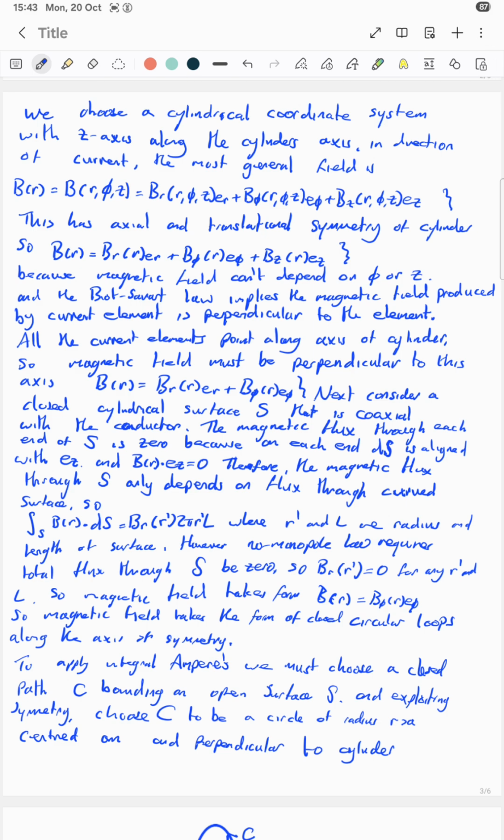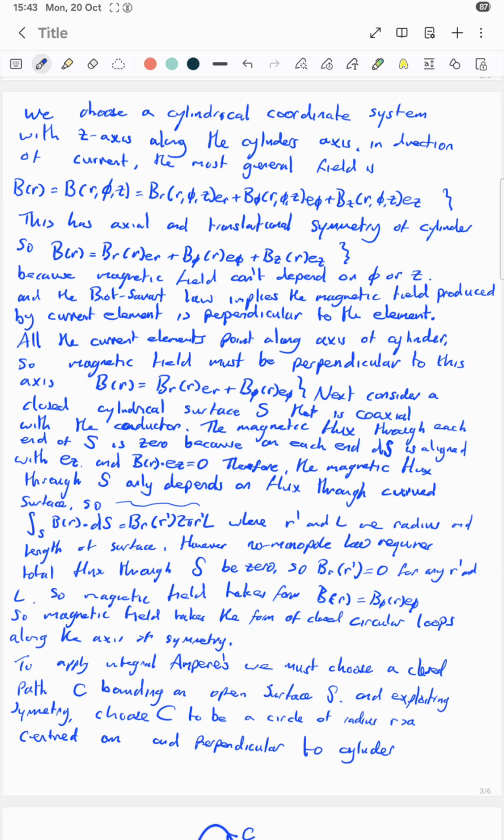The magnetic flux through each end of S is zero because on each end dS is aligned with Ez, and B_r Ez equals zero. Therefore, the magnetic flux through S only depends on the flux through the curved surface. So here, where r prime and L are the radius and length of the surface. However, the no monopole law requires the total flux through S to be 0. So B_r of r prime equals 0 for any r prime and L.